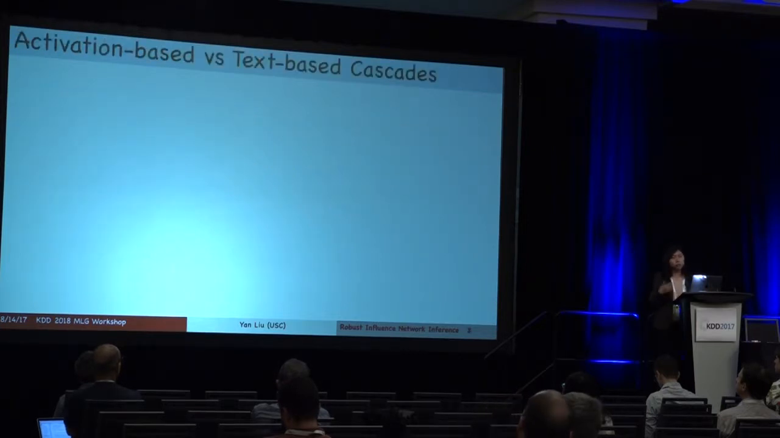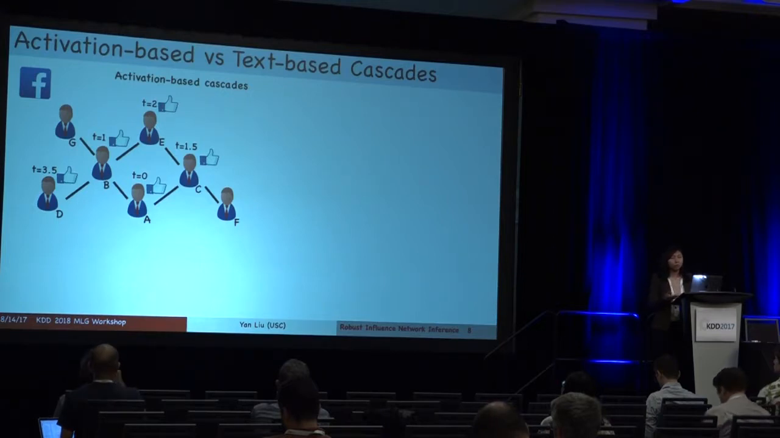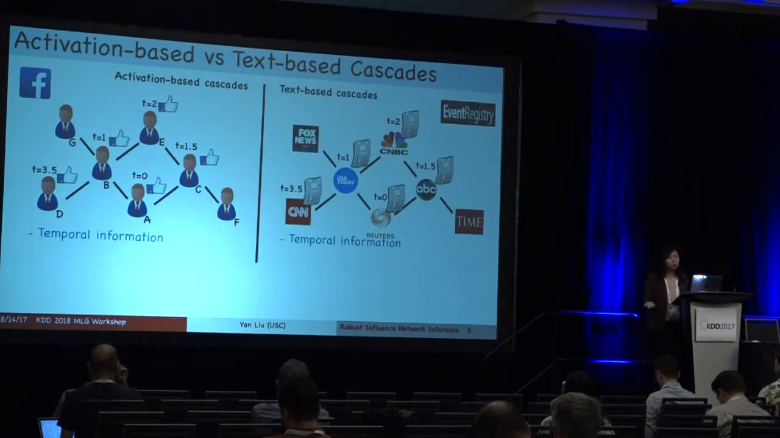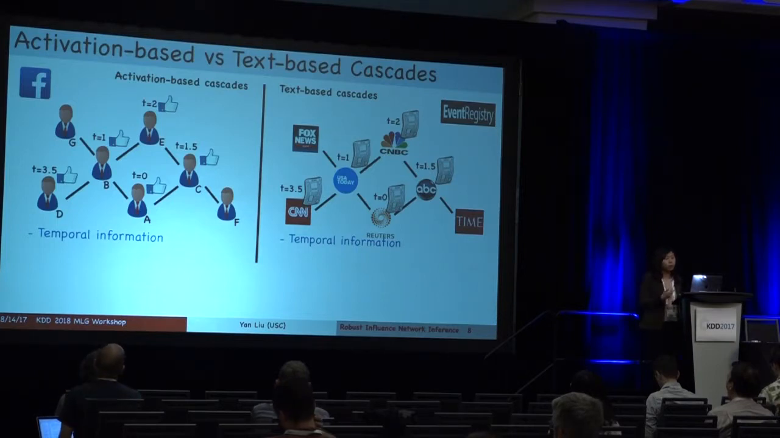More specifically, there are activation-based cascades, and there are also text-based cascades. Activation cascades, as I mentioned, means that we observe at what time a particular event happens. This is nice, and this is most of the research we have been focusing on. And then on social media, for example, here we use Event Registry as an example, where we can see when each particular news media publishes a news story and also what the content of this news is. We would like to leverage information from both the temporal information and the content information.